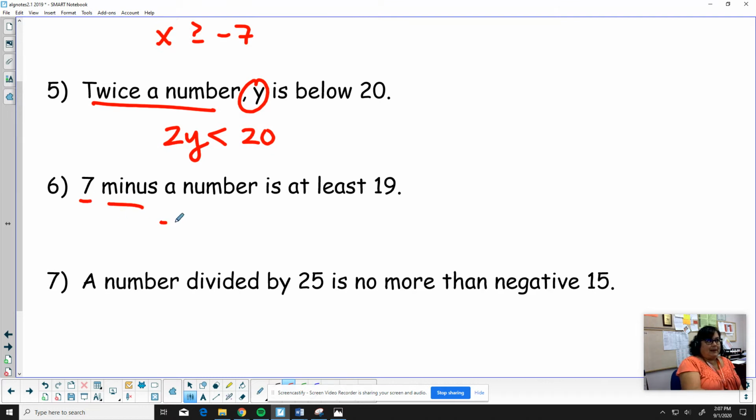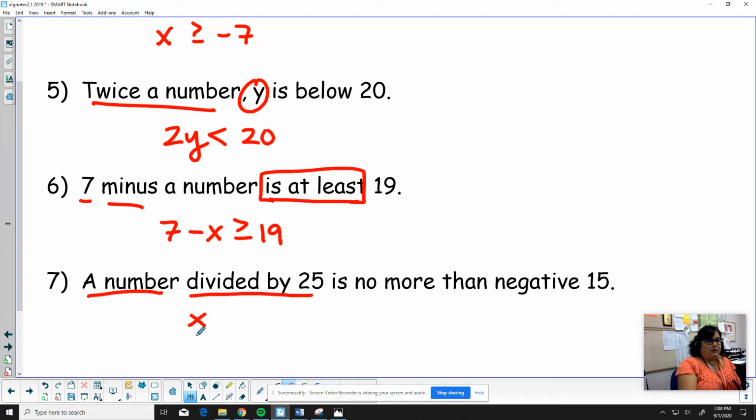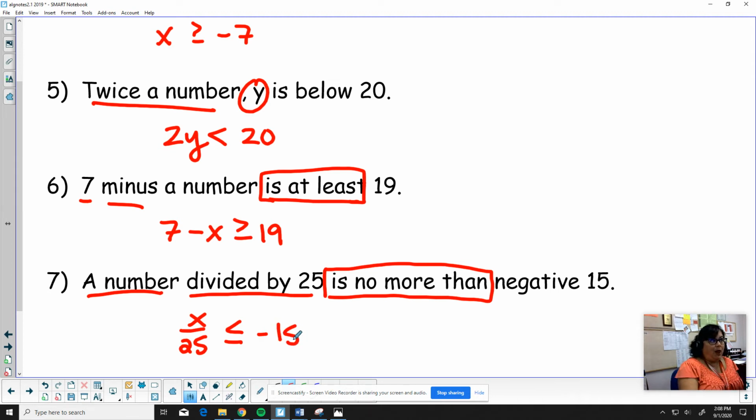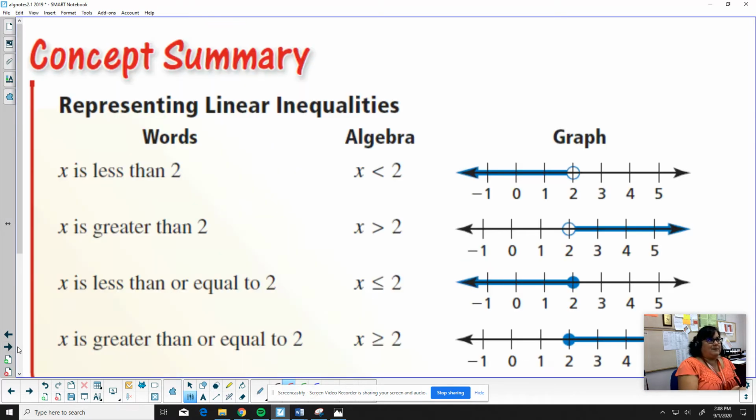Number 6, 7 minus a number. It doesn't say what I'm going to use, so I'm going to use x. Is at least, is greater than or equal to, and 19. And again, if I'm not sure what that is, I go look at my little graphic organizer to help me. And then a number divided by 25 would be represented like a fraction. Is no more than would be less than or equal to, and negative 15. So I hope you got a couple of those right. I hope you got all of them right. Hey, if you didn't, I hope you see what went wrong so you can get them right the next time.